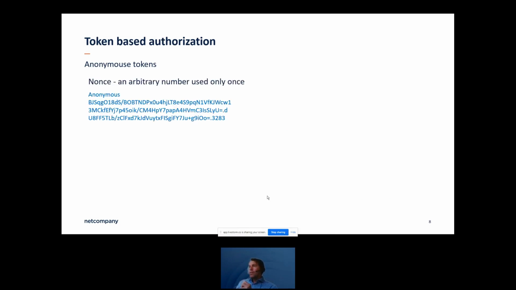So essentially, it's a nonce. It's an arbitrary number used only once. And in our case, it has this structure, also split with a period. But it's not a JWT token in the sense that you can decode it with JWT or in jwt.io. Just consider it as an arbitrary number or arbitrary string that will grant you access if it's valid, of course.